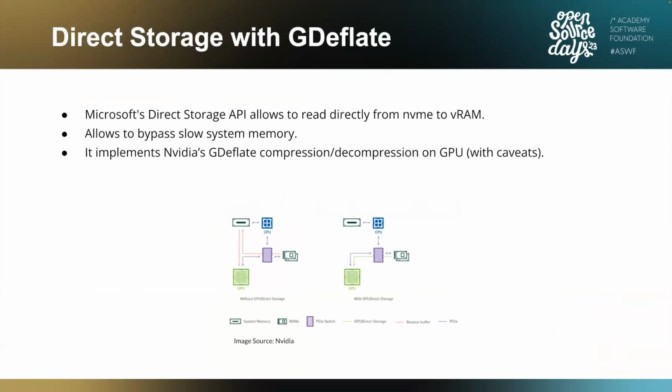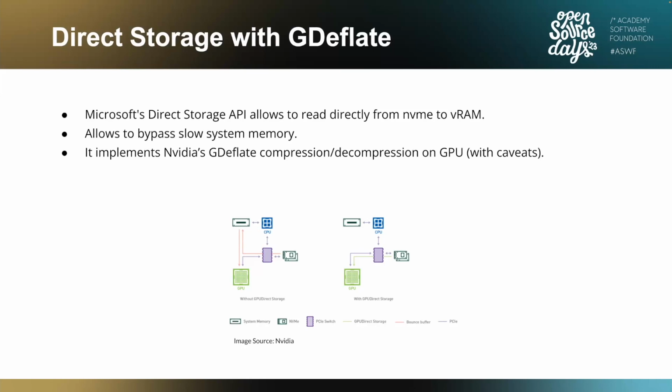This is the second part, which is direct storage. I'm comparing direct storage to GPU Direct, which is NVIDIA's framework that allows reading directly from NVMe hard drives into GPU, skipping the system memory, meaning that you do not need to allocate system memory, you do not need to do buffer juggling, and you just read directly into GPU.